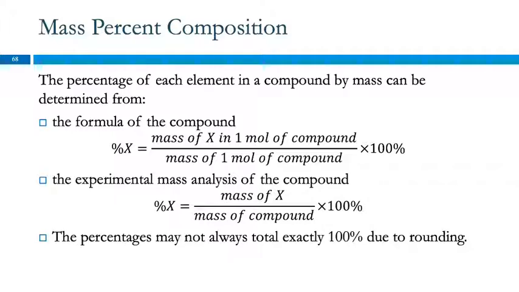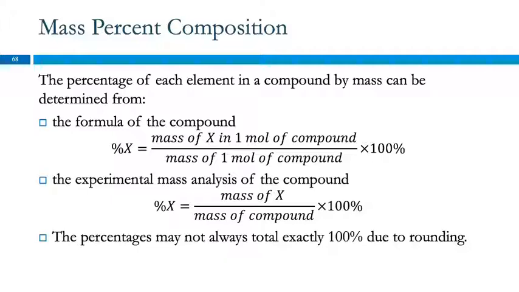So for mass percent composition, we can do this from the formula of a compound. So if we know what the formula is, we can look at the mass of X in the compound divided by the mass of the entire compound. And the easiest thing to do here is just to choose 1 mole of the compound, because then to calculate the mass of 1 mole is just the molar mass. And then we'll do an example and we'll see that you get the mass of the element out of that calculation very easily.